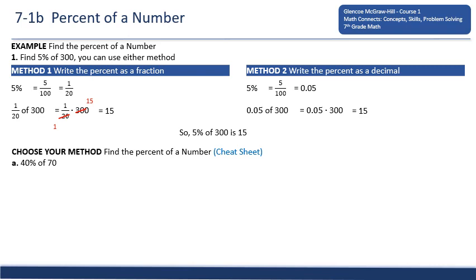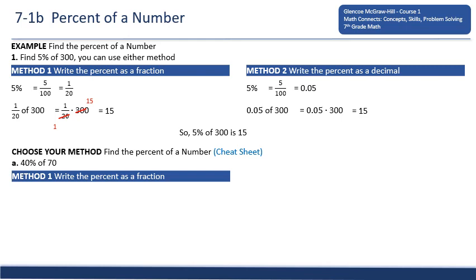Choose your method. A, 40% of 70. Method 1, write the percent as a fraction. 40%, so we'll rewrite that as 40 over 100. And if we simplify that, we'll get 2/5. 2/5 of 70 is the same as 2/5 times 70. And remember that 70 can also be stated as 70 over 1.